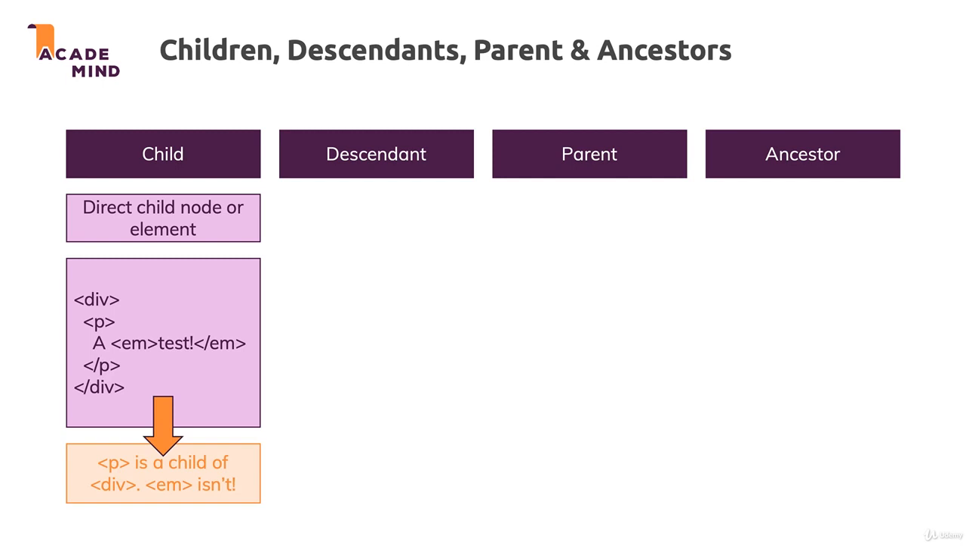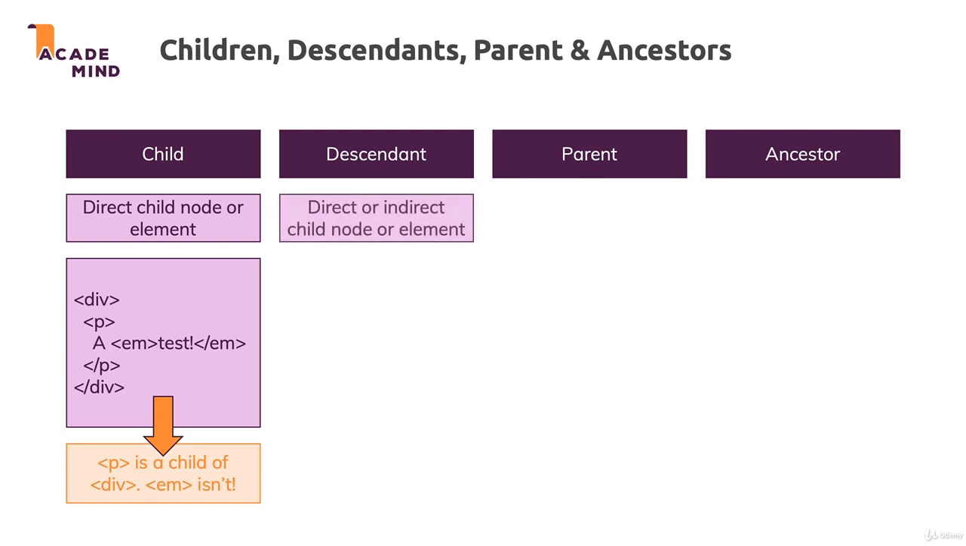The em tag, the emphasize tag, however, isn't, because whilst the em tag is still kind of nested inside of the div tag, it's not a direct child. The paragraph, the p tag, is in between. So the p tag is a child, the em tag is not a child of the div in this case.